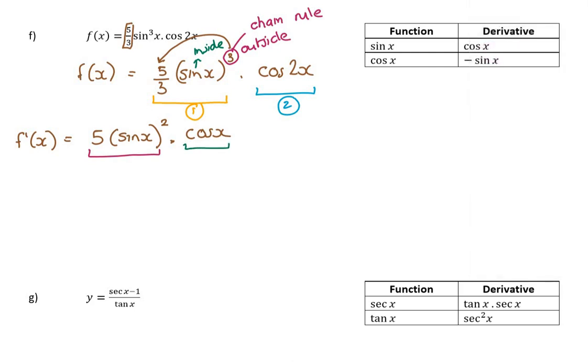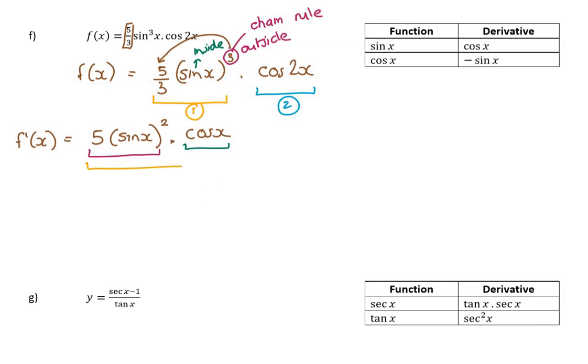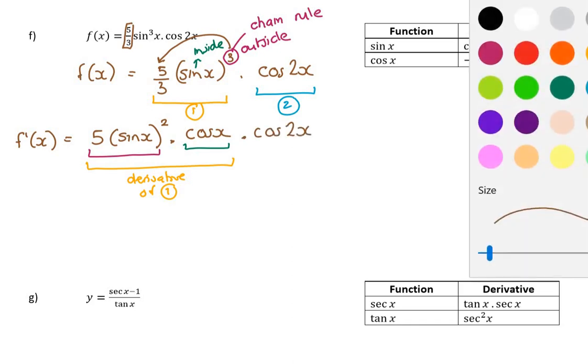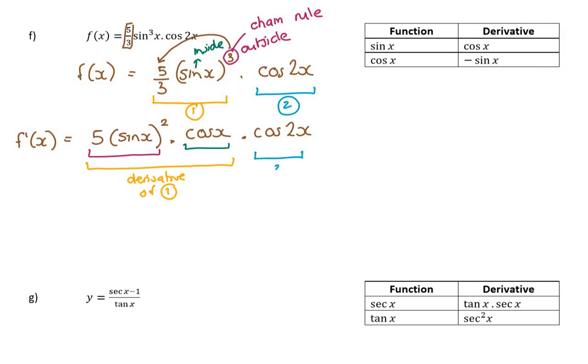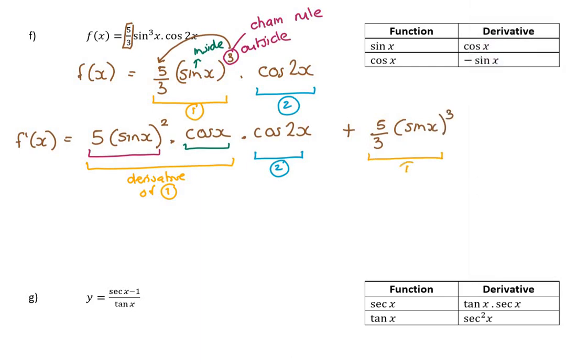Now, why were we doing this? Well, we're in the middle of the product rule. So what's actually happened here is this entire thing is the derivative of function 1. Because remember, the product rule says differentiate the first function, multiply by, leave the second. So multiply by cos 2x, because that's function number 2. So differentiate the first, multiply by, leave the second. Plus, leave the first, so 5 over 3 times sine of x cubed. So this is the first function left alone.